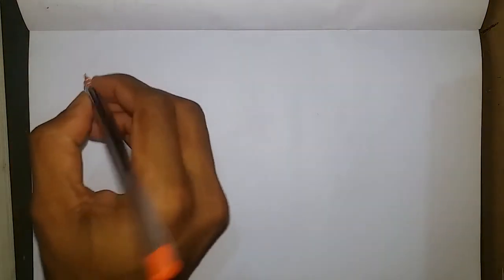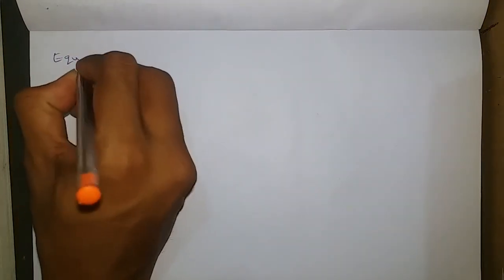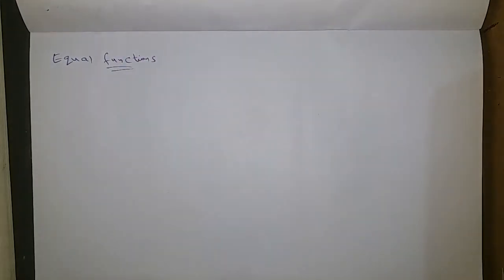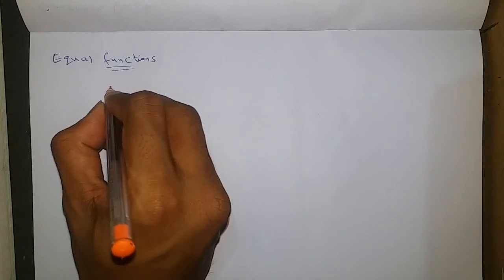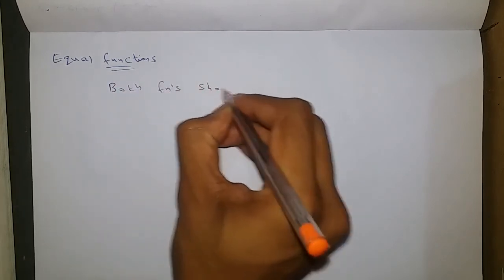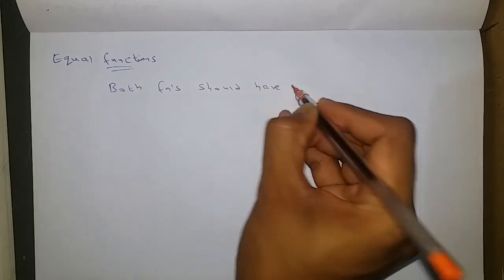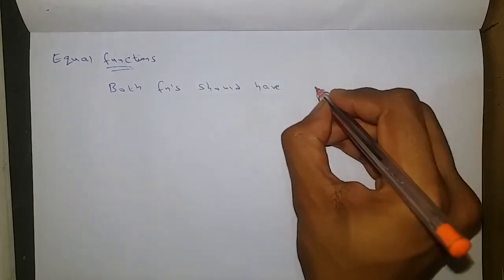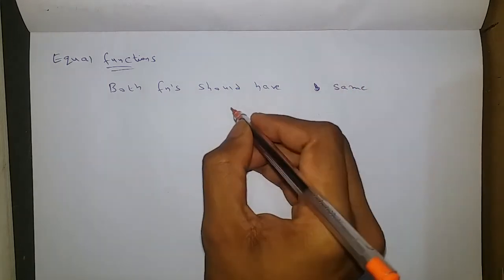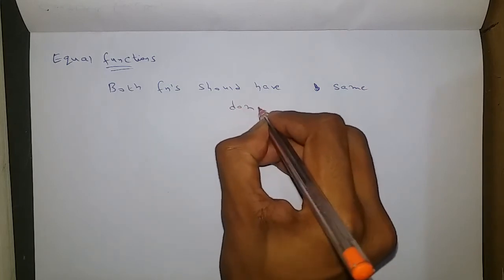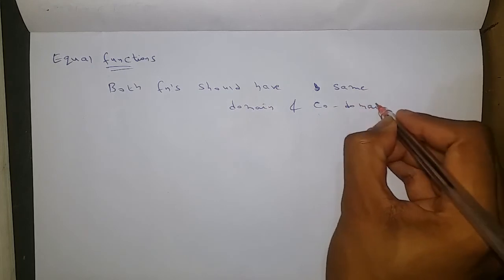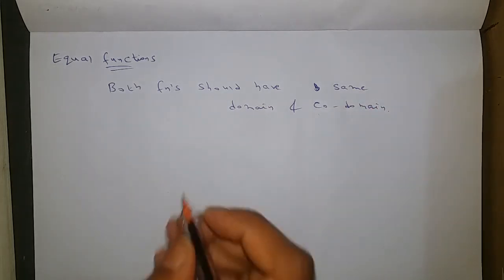Okay, next one is equal functions. Equal functions: we should have two functions, and both functions should have the same domain and codomain. Same domain and codomain. Let us take one example and let us check once.